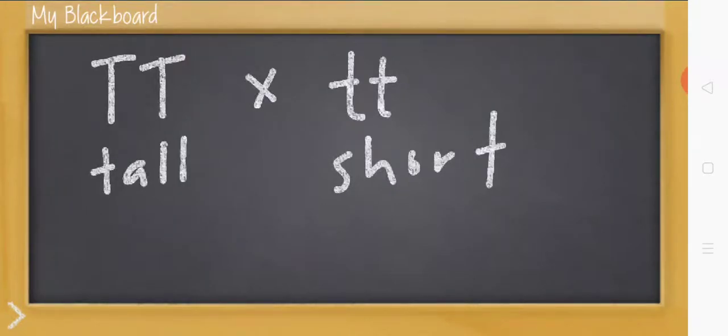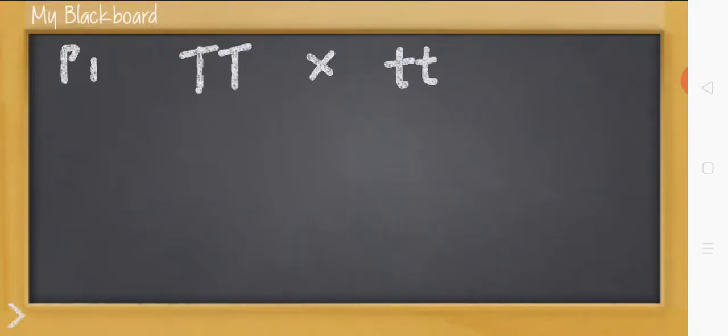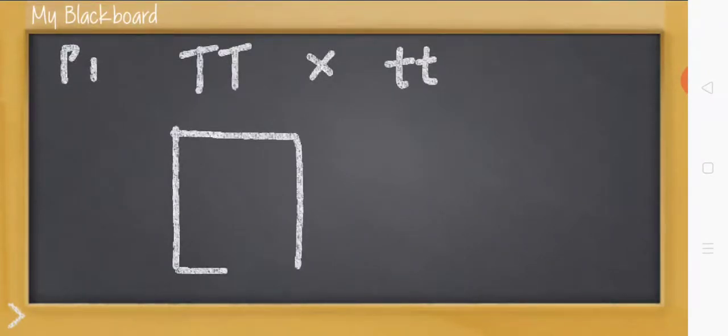So let us now determine the offspring of this generation. So we have the parental generation or the P1. We have homozygous tall, crossed with a homozygous short. Okay, so in order to determine their offspring, we'll be using a Punnett square. So a Punnett square, as the name implies, you need to draw a square. Okay, so in that square, you need to segregate the genes of the parents.